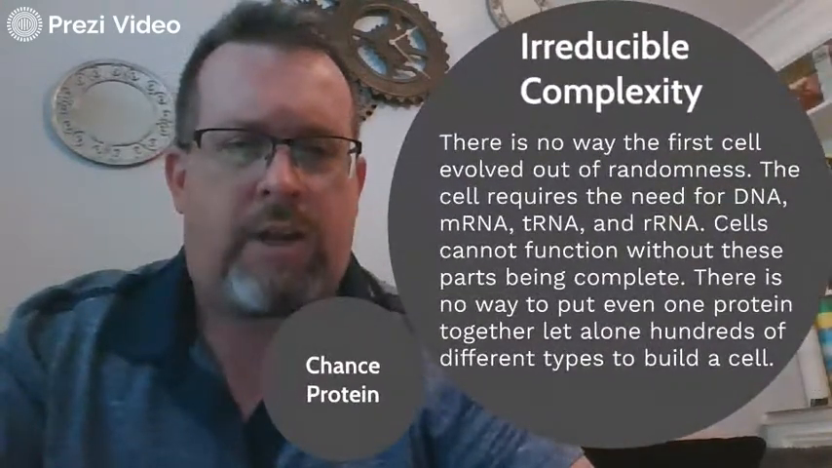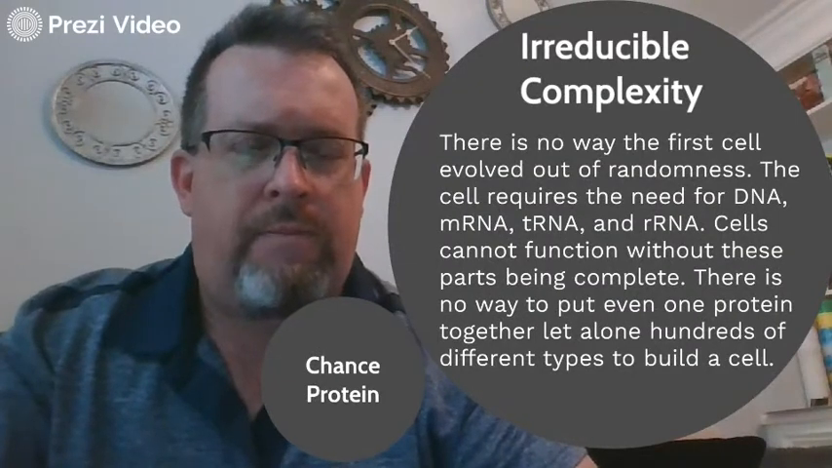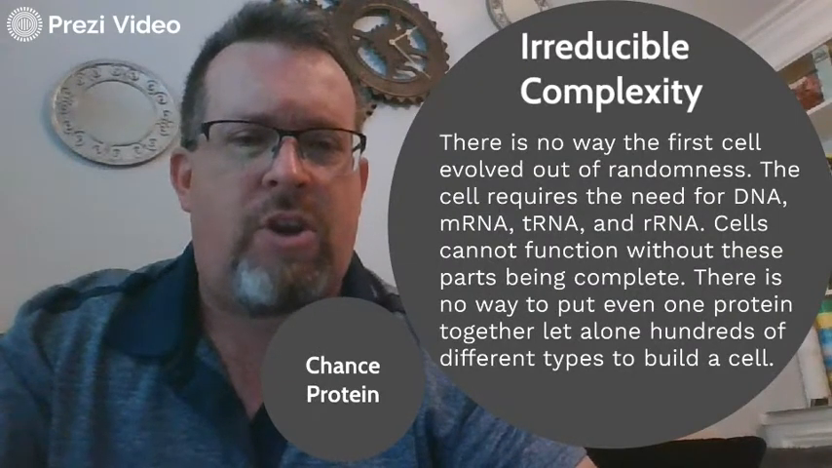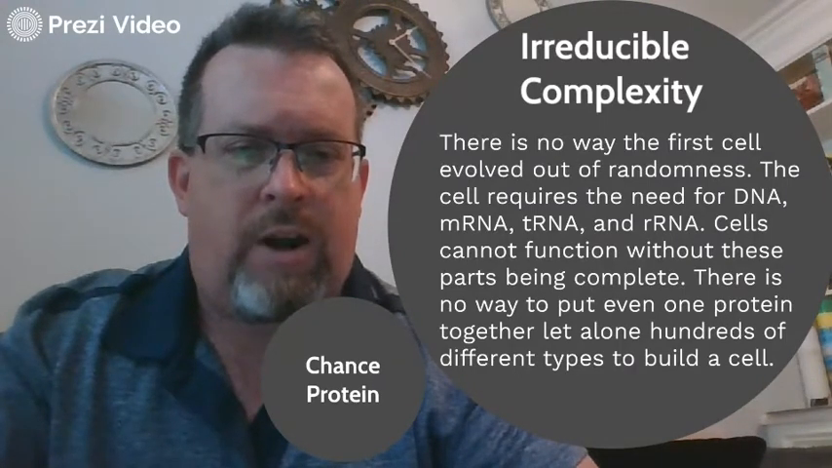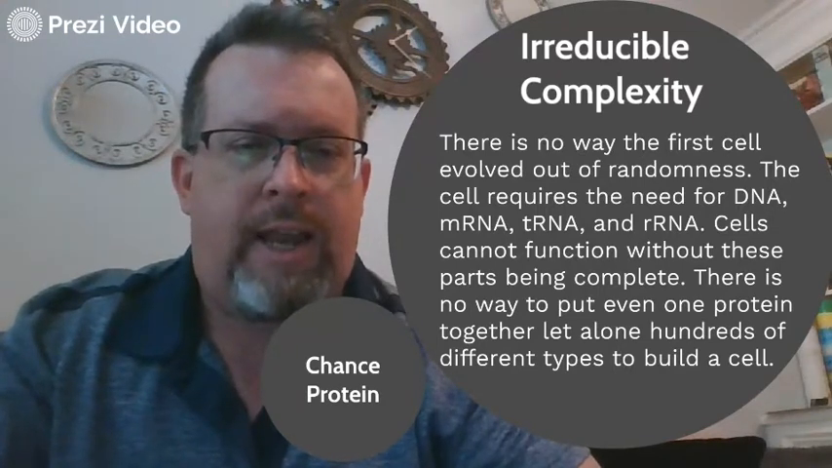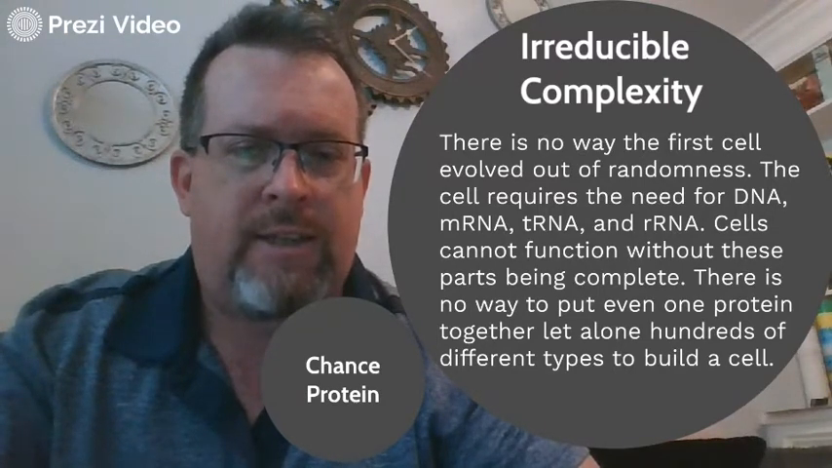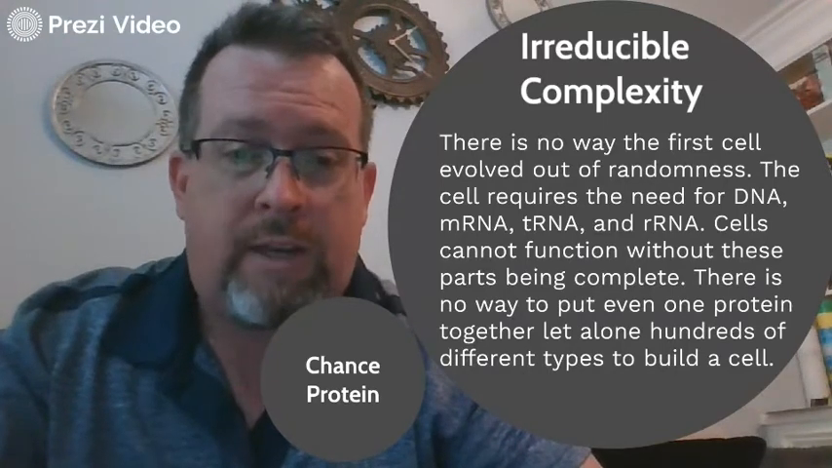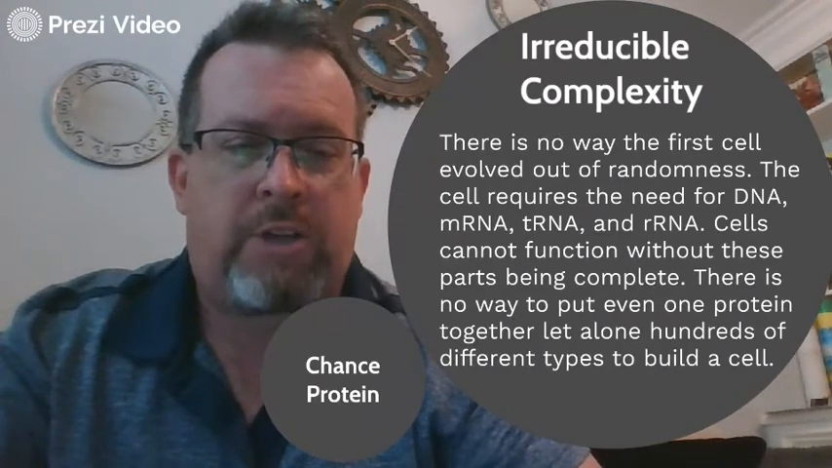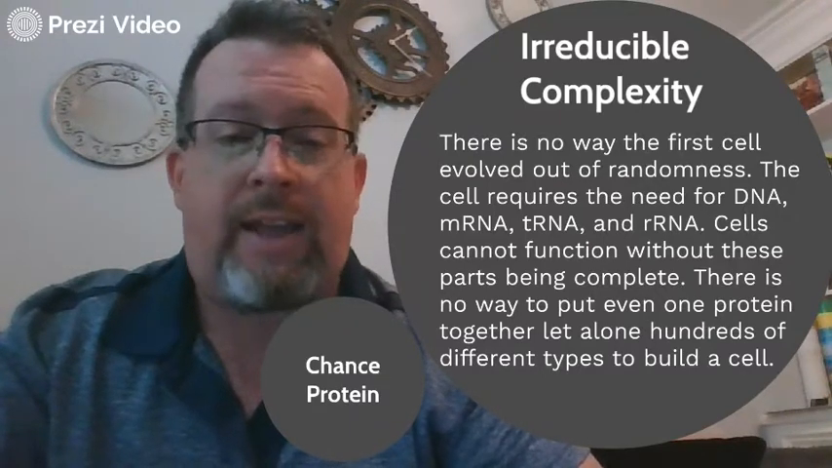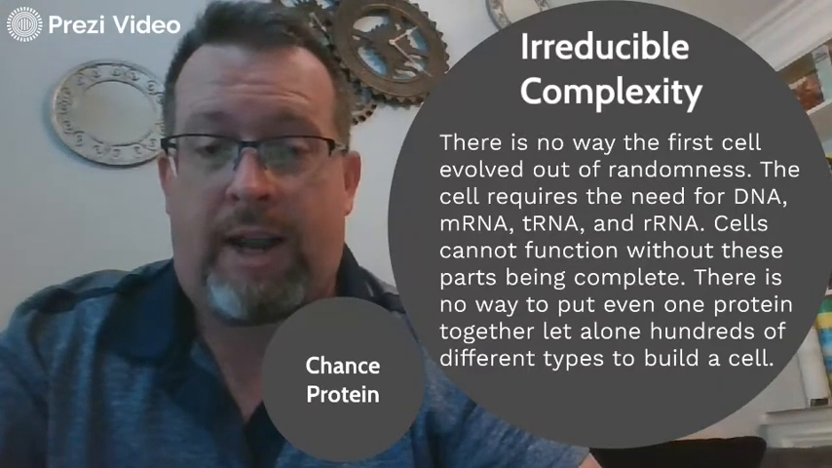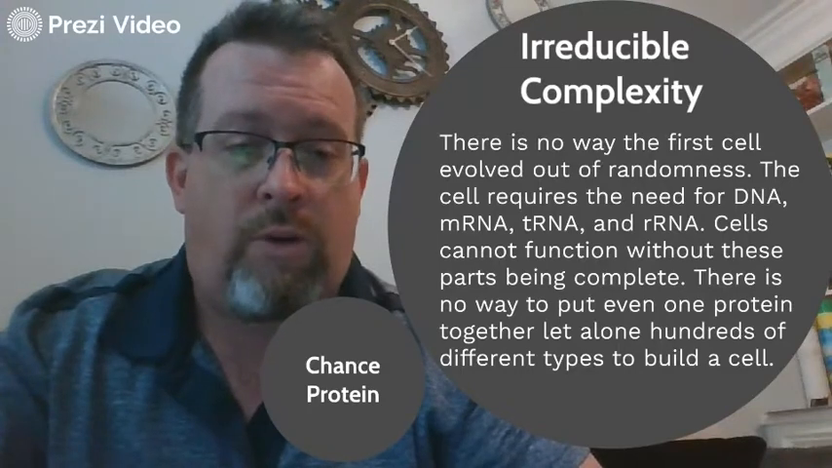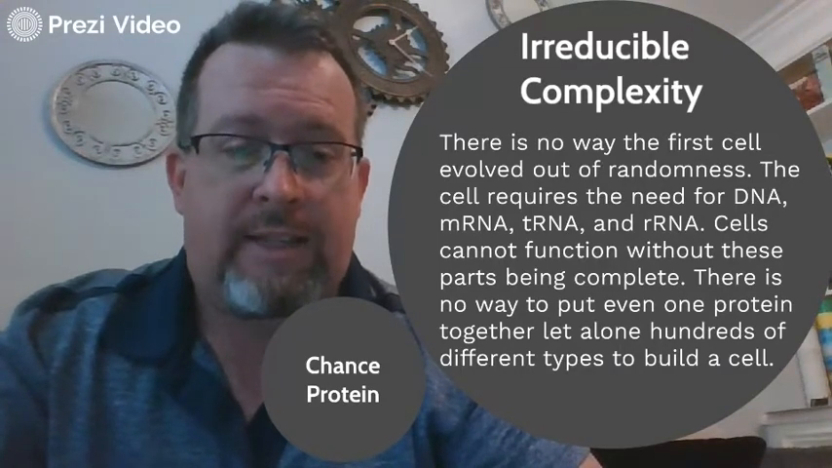Next, huge argument, irreducible complexity. What this basically says is there is no way the first cell evolved out of randomness. The cell requires DNA, mRNA, tRNA, rRNA, all these things just to build one protein. Cells cannot function without these parts being complete, and science has no evidence whatsoever that there is an evolution of DNA, mRNA, tRNA, or rRNA. And you need all four of these things to make life. All living things have all four parts of these to be able to build proteins.